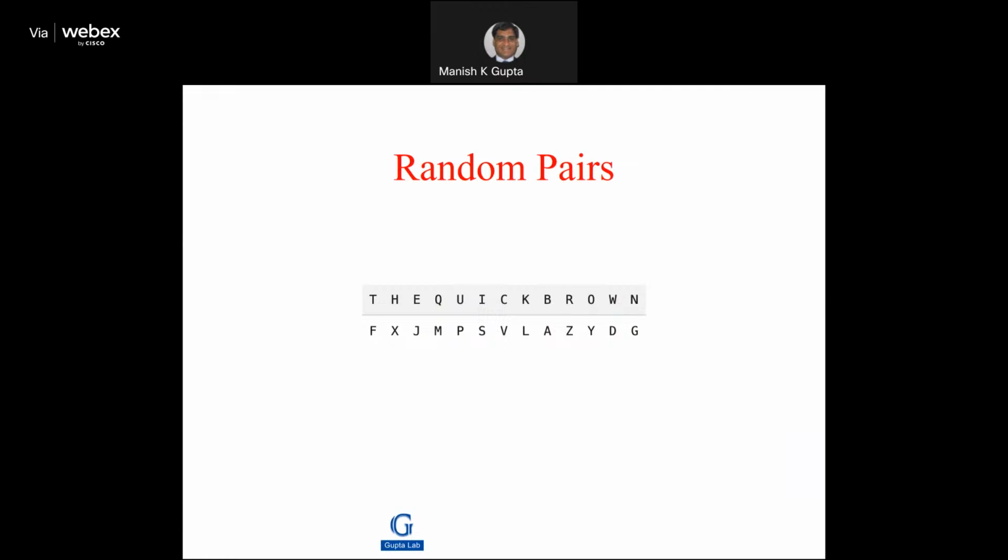So whenever E comes, you replace it with J. Whenever J comes, you replace it with E, like that. If P is coming, replace it with U. If I is coming, replace it with S, right? This is how they built these kinds of early crypto systems. It's a kind of substitution crypto system with random pairs.